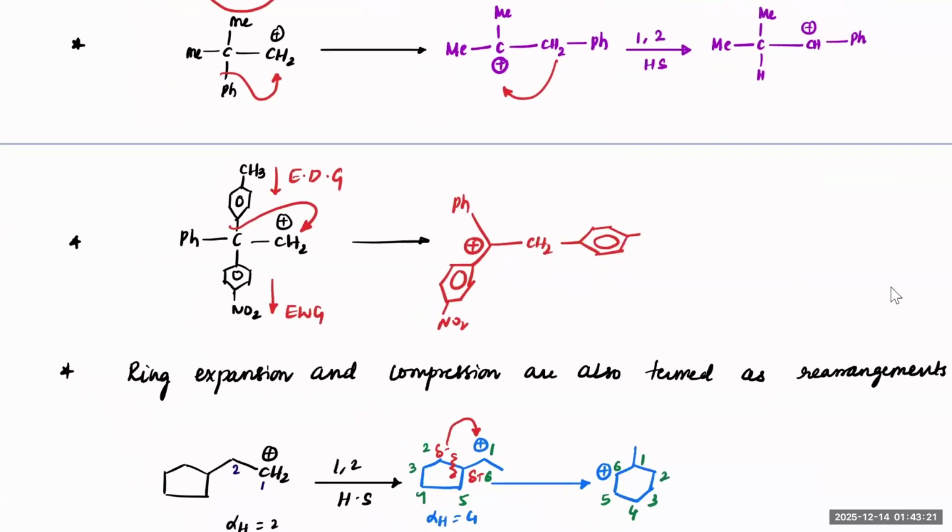Next one, if you notice, we have a phenyl with a methyl group on it, which is an electron donating group. Phenyl with a withdrawing group, NO2 is a withdrawing group. So definitely the phenyl with electron donating group will migrate. So this is the migration that takes place. Positive charge will come here. So this is the final one.